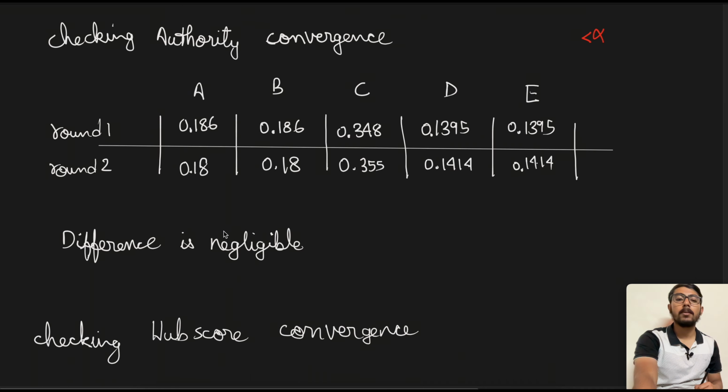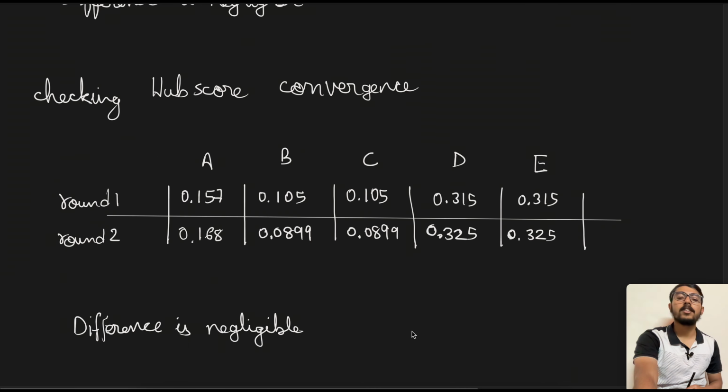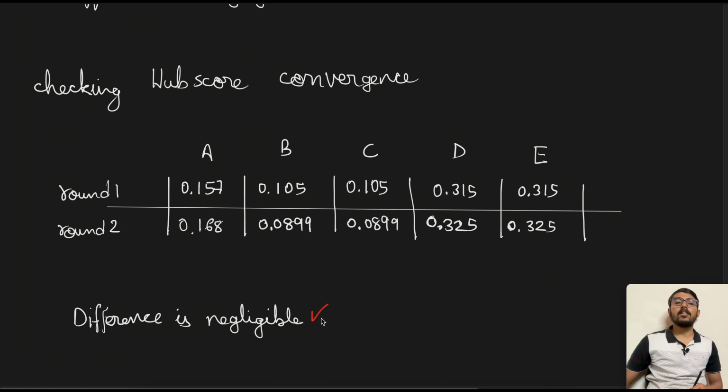Now we check the hub score convergence. So round 1 and round 2 results, there also we see that very less difference is there. Mostly it's second or third decimal place changes that are happening. So the difference again here is negligible, and therefore we stop the HITS algorithm at the second iteration only.